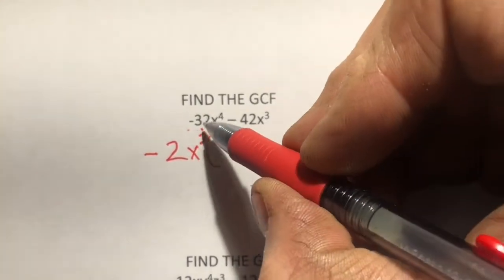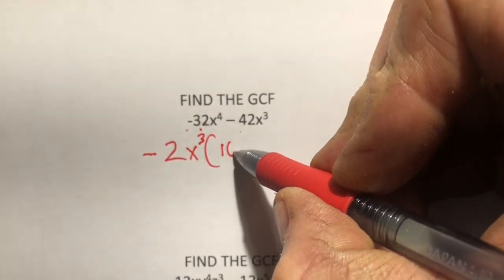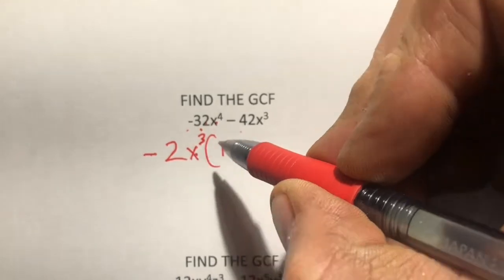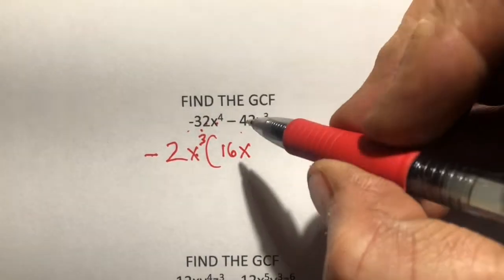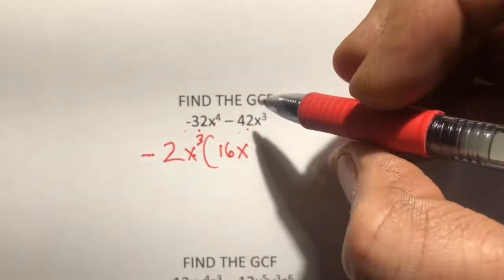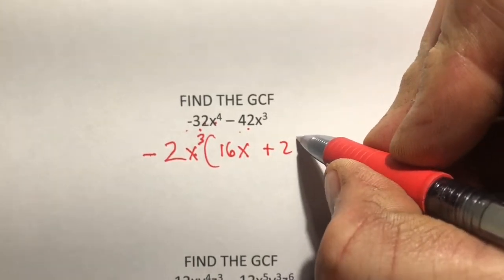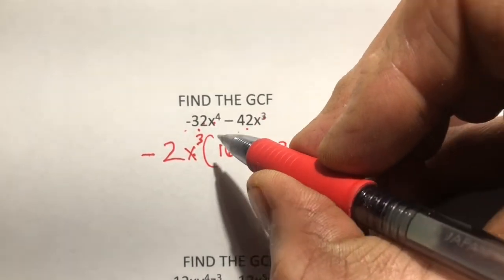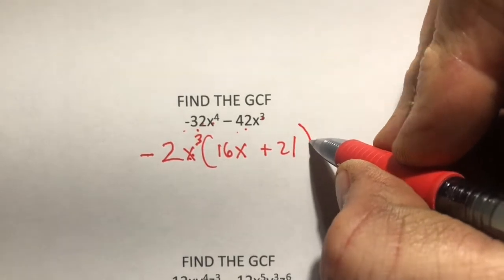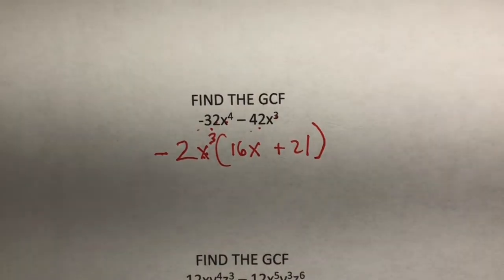So now I divide it out. Negative 32 divided by negative 2 is a 16. x^4 divided out x^3 would be an x. Negative 42 divided by negative 2 would be a positive 21. And I've got x^3. I'm dividing out x^3, which means I'm not going to have any x's left over. So there it is right there.